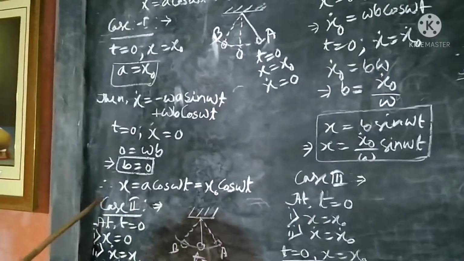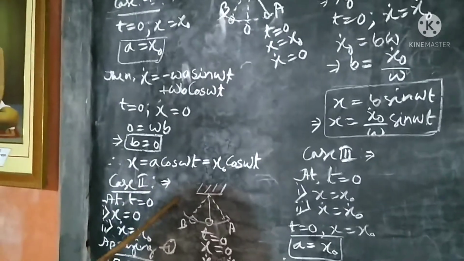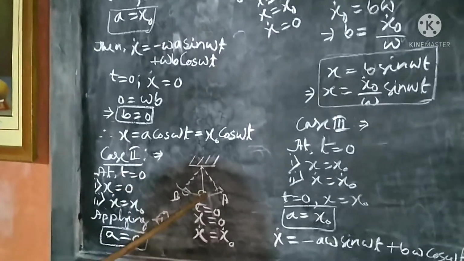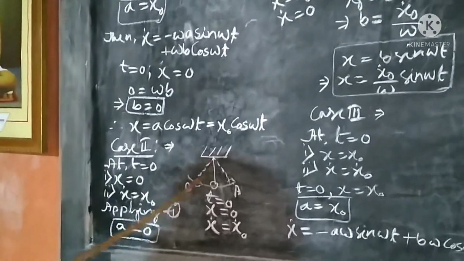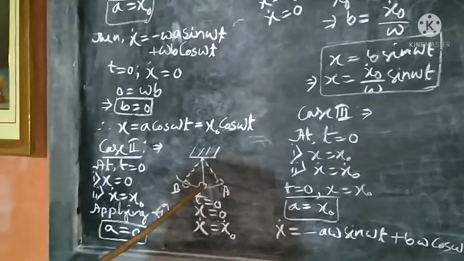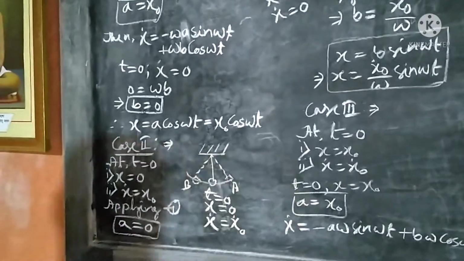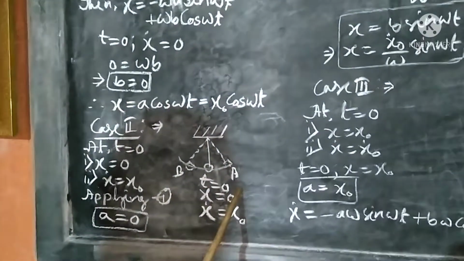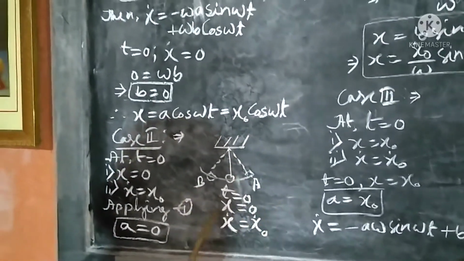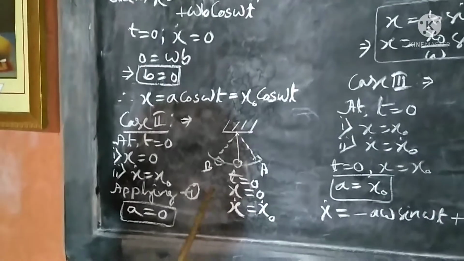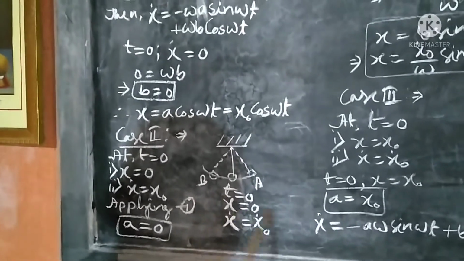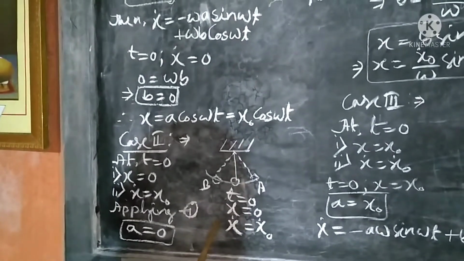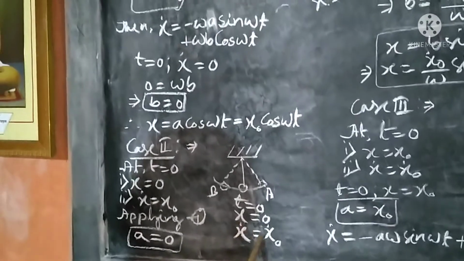Now case 2, the position of the bob is at the mean position, where we apply t equal to 0. At t equal to 0, x equal to 0, which is boundary condition 1, and the second boundary condition is x dot equal to x dot 0.